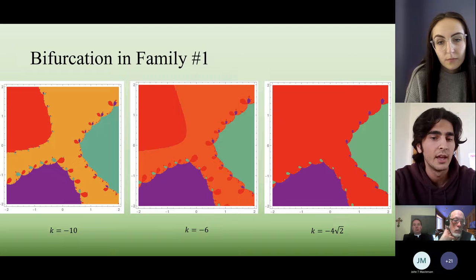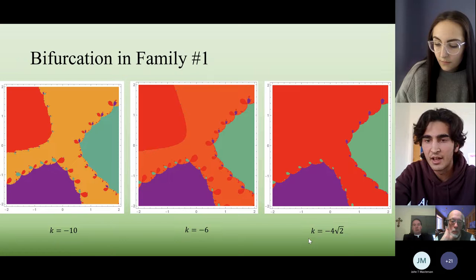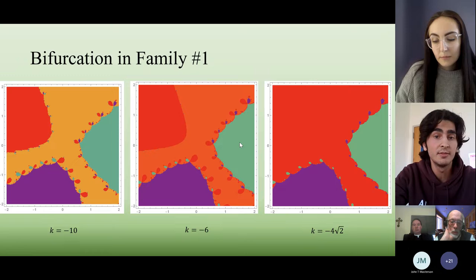And so that's why at negative 10, there's going to be four roots. And note as K gets closer and closer to the value for which that second factor has a multiple root, these regions seem to be coalescing into one. And the closeness of color hue is indicating that.